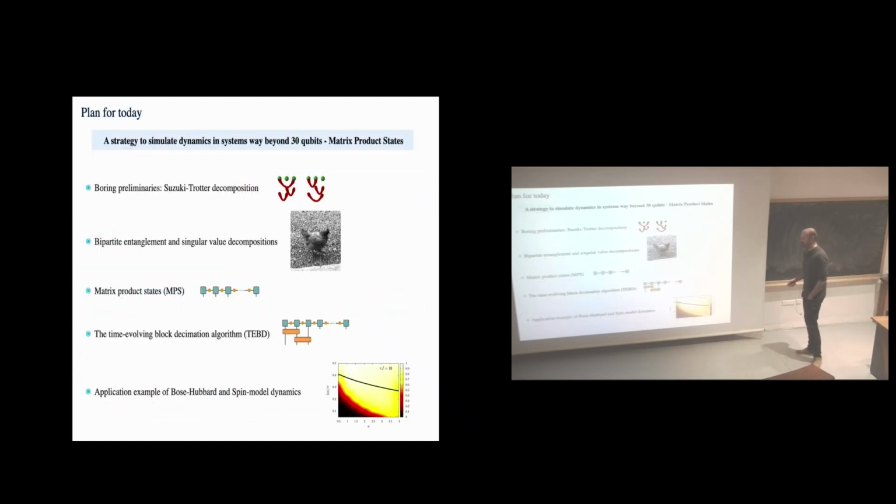All right, so I introduced the idea of what a matrix product state is. But of course I have not told you yet how to update the state, how to actually do something with it. And this is where I will introduce the so-called TEBD algorithm, or time evolving block decimation algorithm.